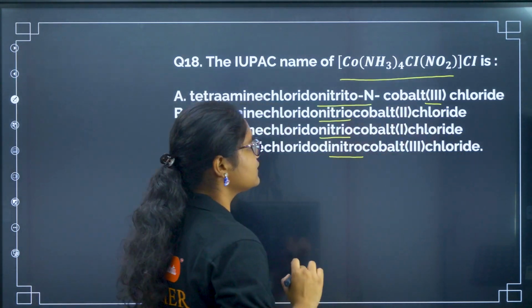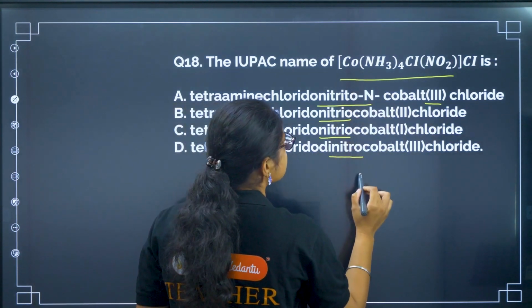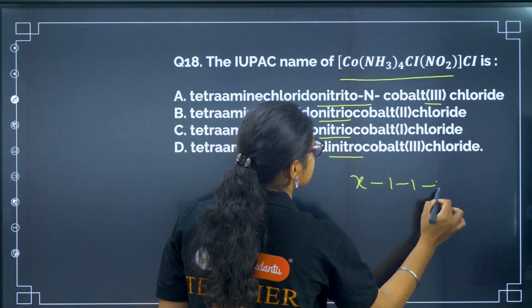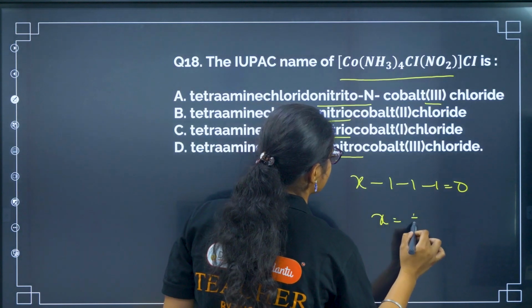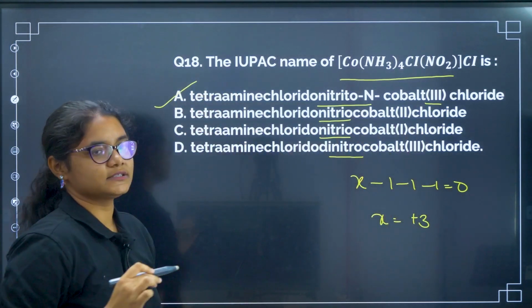Just we can once cross check the valency, the oxidation state. So X -1 is equal to 0. We'll get X is equal to +3. So the correct answer for this question is option A.